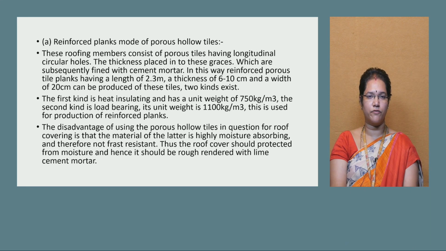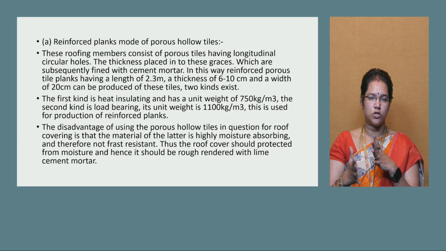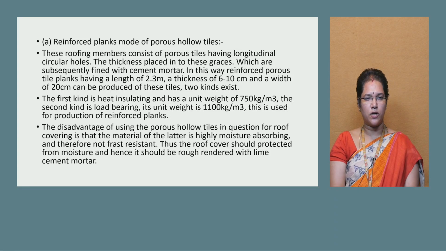These roofing members consist of porous tiles having longitudinal circular holes. The thickness is placed with suitable grades. The material we choose for this is cement mortar. In this way, reinforced porous tiles having a length of 2.3 meters, a thickness of 6 to 10 centimeters, and a width of 20 centimeters can be produced, existing in two kinds. Standard dimensions are required for this.